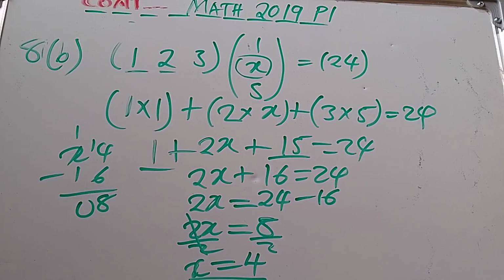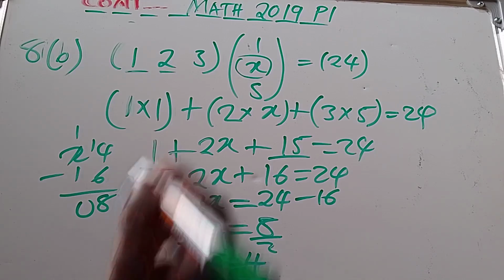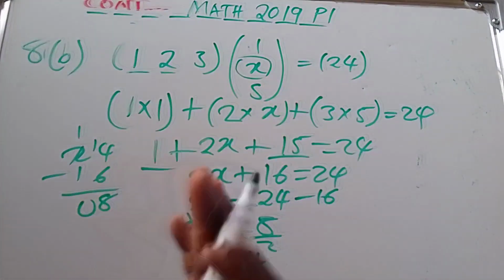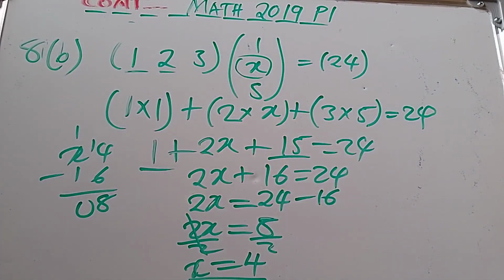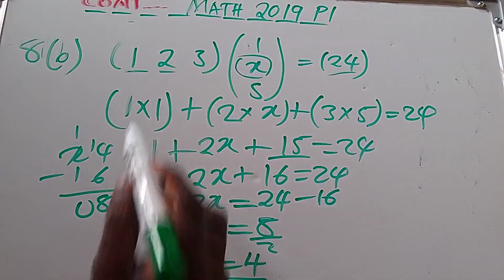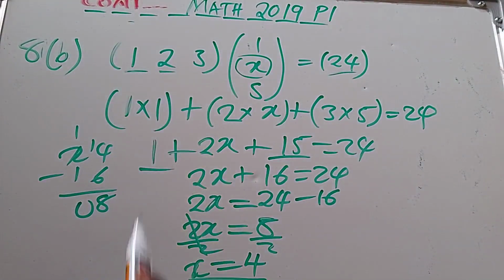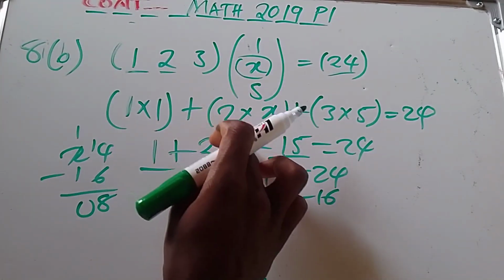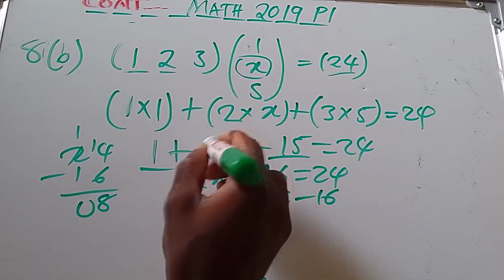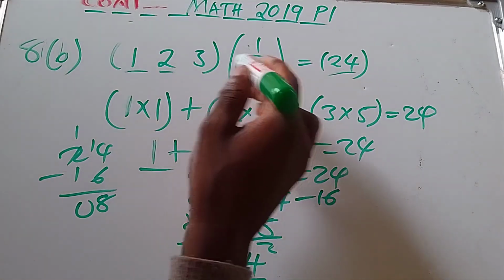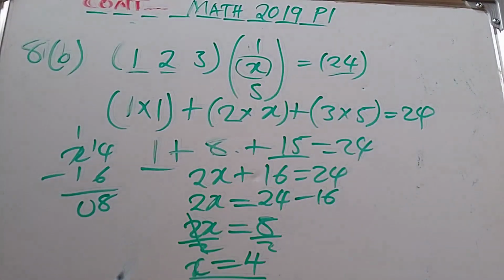If you want to prove it, you can just replace x with 4, then multiply the numbers and add them. You are going to find that the answer is 24. Try to put 4 here and multiply: this one times this one, what you are having is 1. Then 2 times 4, what you are going to have is 8, since you have replaced this x with 4. So 2 times 4, the answer is 8, as you can see.